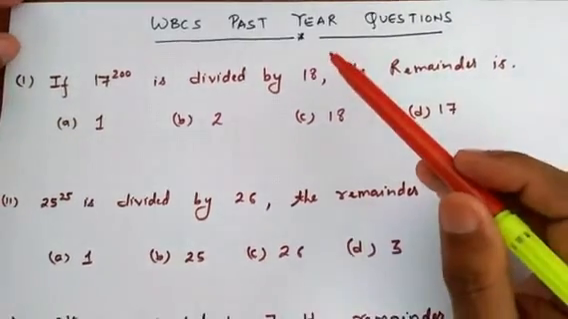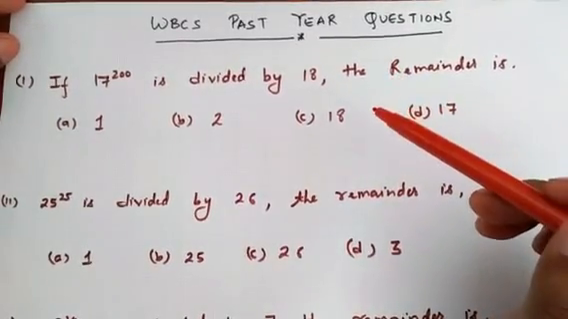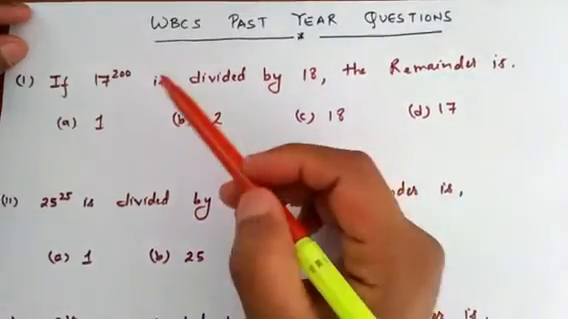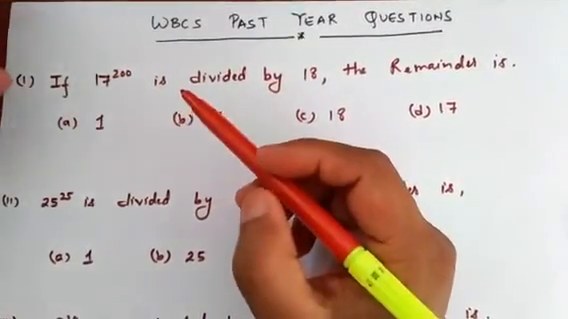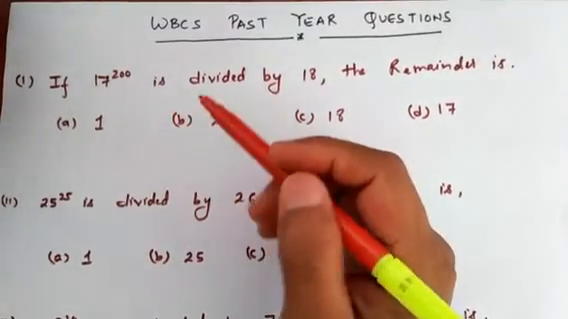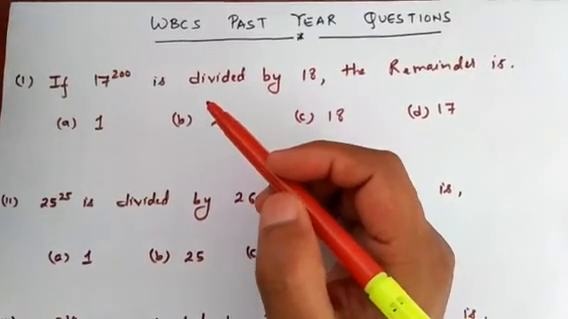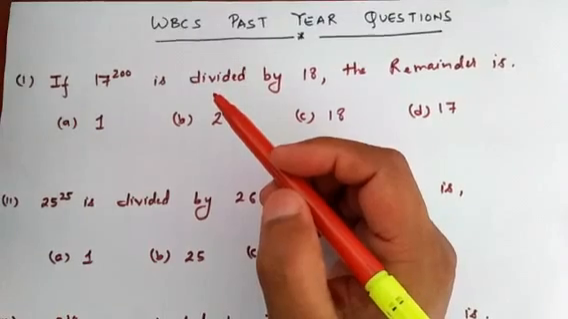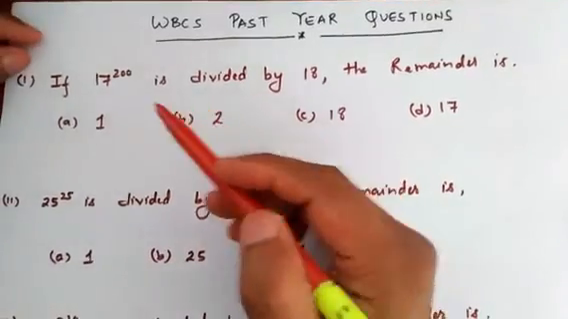WBCS past year questions. These are the questions that I derived from past year question papers. With the help of the things I told you previously, you don't have to calculate even a single thing. You can just look at the questions and take the answer instantly without calculating. It will take only a second for you to solve this. Let's look at the questions.